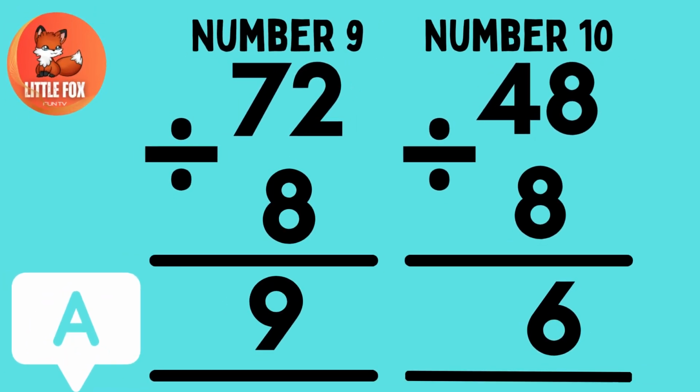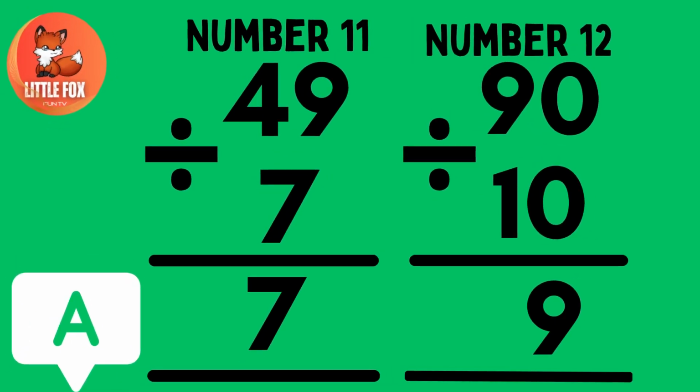Number 9. 72 divided by 8 is equal to 9. Number 10. 48 divided by 8 is equal to 6. Number 11. 49 divided by 7 is equal to 7. Number 12. 90 divided by 10 is equal to 9.